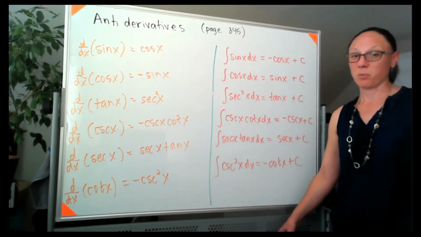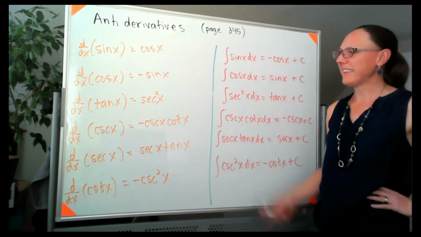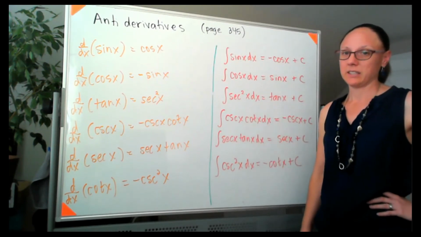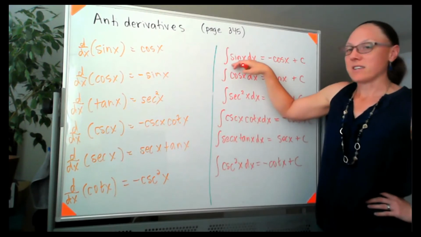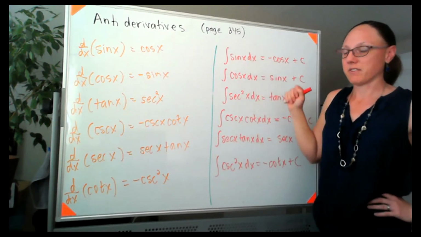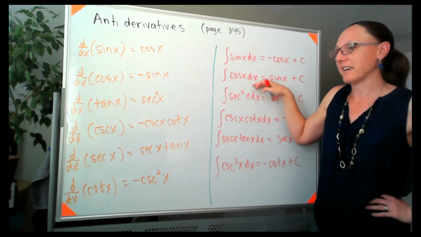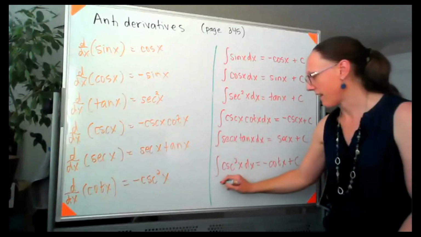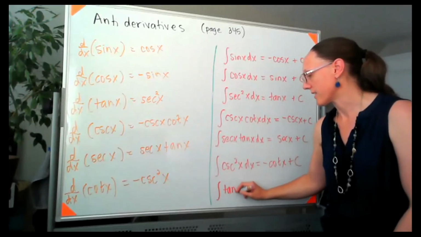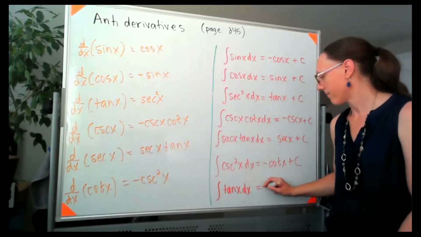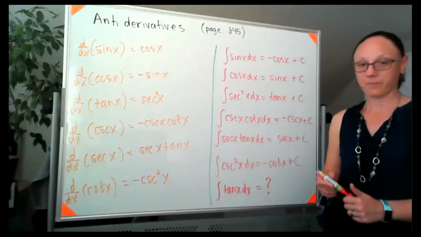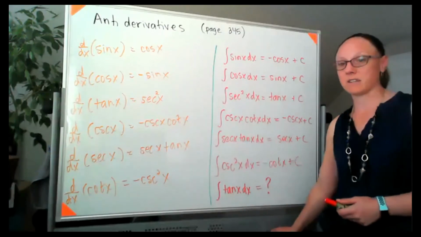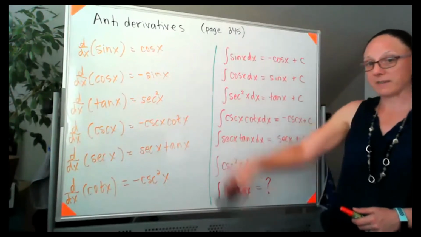Now I'm going to point out that in this list, I think there's something missing. This list gives us what the antiderivative of sine is and what the antiderivative of cosine is, but this list didn't tell us what the integral of tangent is. So let's figure out what the integral of tangent is so we can add it to our list. I'm going to erase my derivatives.